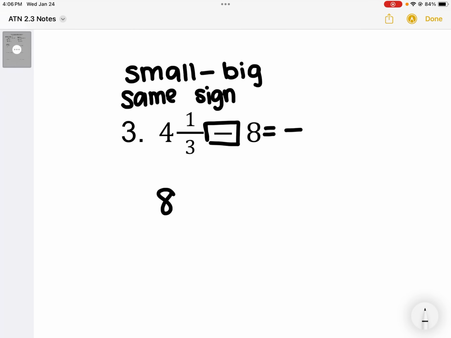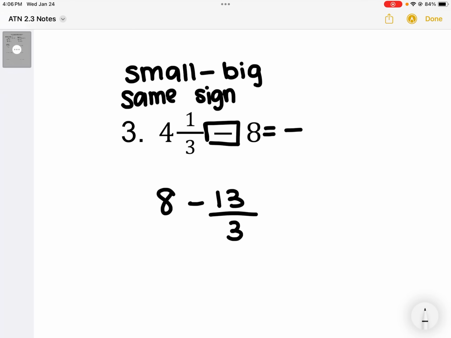4 and 1/3 is a mixed number. I need to turn this into an improper fraction. I do that by multiplying the denominator, 3, times 4, the whole number. 3 times 4 gives me 12. Then I add 12 plus my numerator, which is 1. 12 plus 1 gives me 13. And 3 is my denominator.